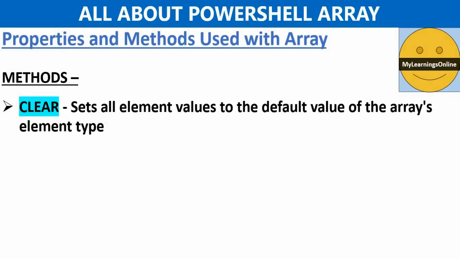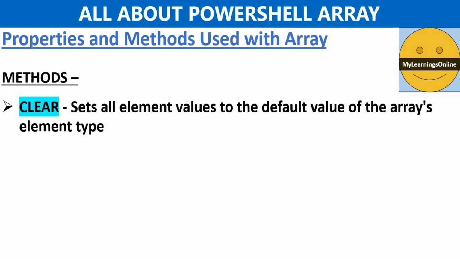Methods are used to quickly retrieve or set property values for every item in the collection or array. Some common methods are like clear, which sets all elements value to the default value of the array's element type. Like if it is a normal array, then it sets the value of all elements to null.